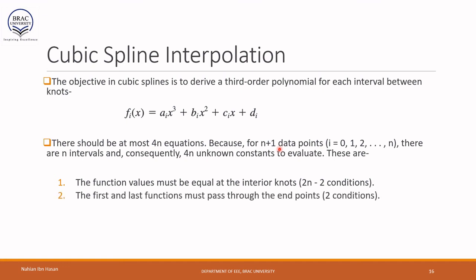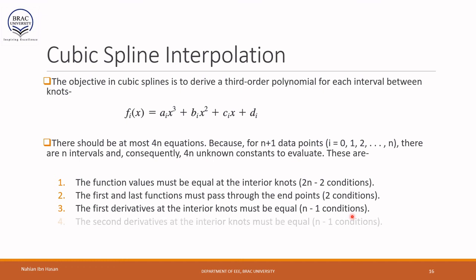Okay, so the functions must be equal at each of the interior nodes. This is the first category of equation. Similarly, the first and the last functions must pass through the endpoints. That means there are 2 conditions there. The first derivatives at the interior nodes must be equal. There are n minus 1 conditions here. Similarly, the second derivatives at the interior nodes must be equal. There are n minus 1 conditions here.